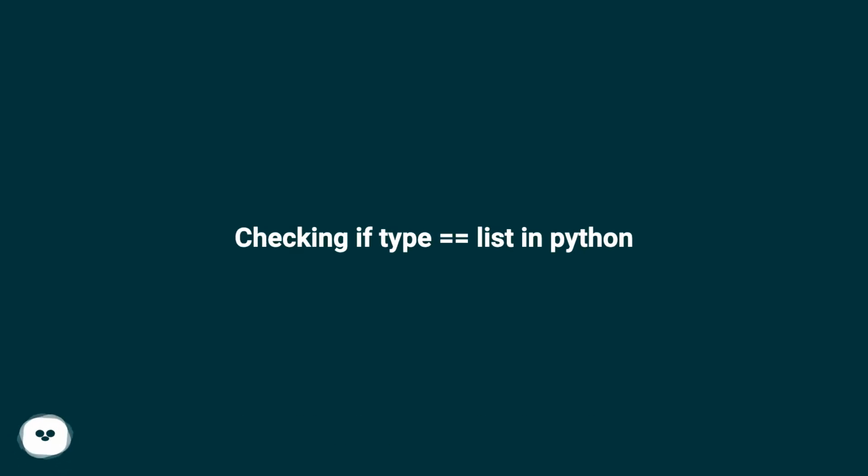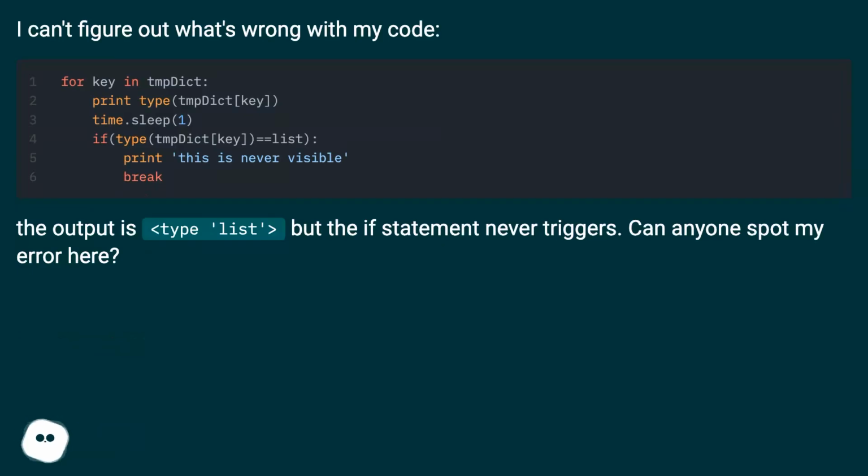Checking if type equals list in Python. I can't figure out what's wrong with my code. The output is list, but the if statement never triggers. Can anyone spot my error here?